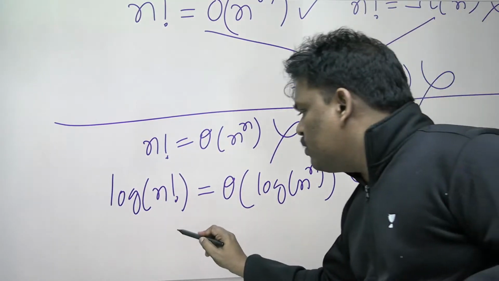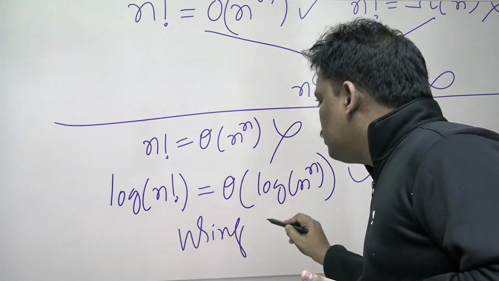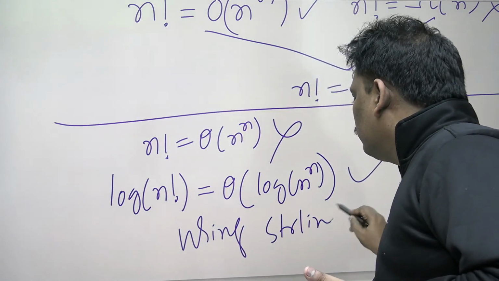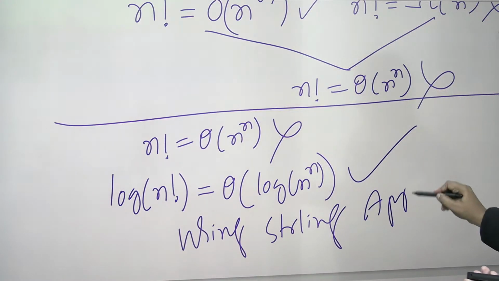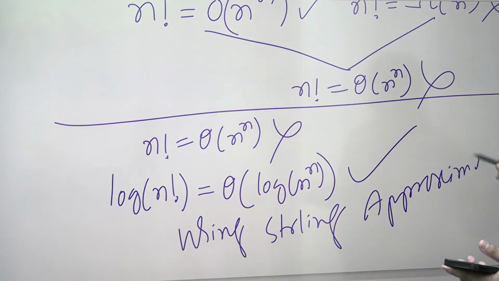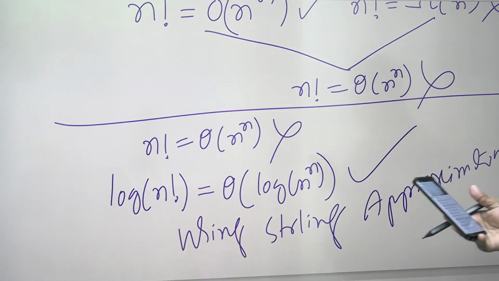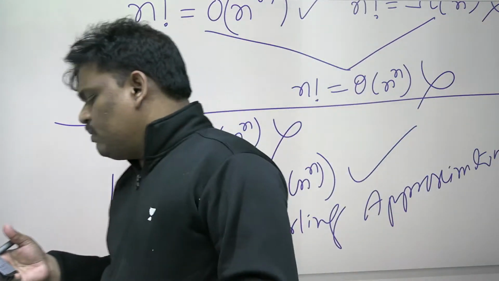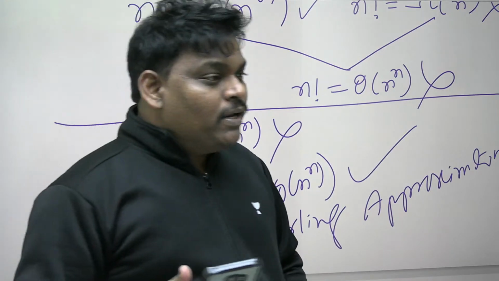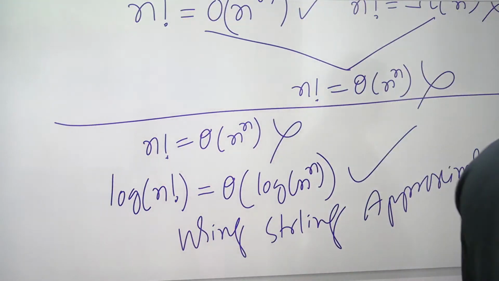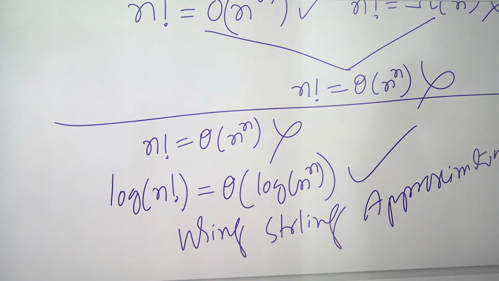Using Stirling approximation. This is a very important one. N factorial is theta of n power n is wrong, but log of n factorial is theta of log of n power n is right, using Stirling approximation. This is the doubt. Very few people will get it. I thought this doubt would come from your side. It is not the case, so I explained it myself.